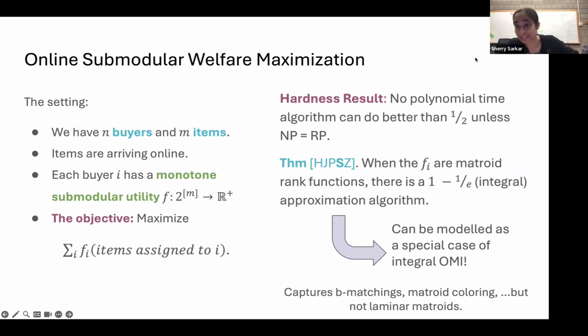And honestly, this integral case captures a lot of the really pretty problems we talked about. It captures matroid coloring, so the online arboricity problem I told you about, flow scheduling. It captures B-matchings. It captures a lot of cases. But embarrassingly enough, it does not capture laminar matroids. And so maybe a toy case that's really been frustrating me is, can you get a 1 minus 1 over E competitive algorithm for online bipartite matching with just extra laminar constraints on top? It has not been solved yet. But this at least captures a lot of the really fun cases.